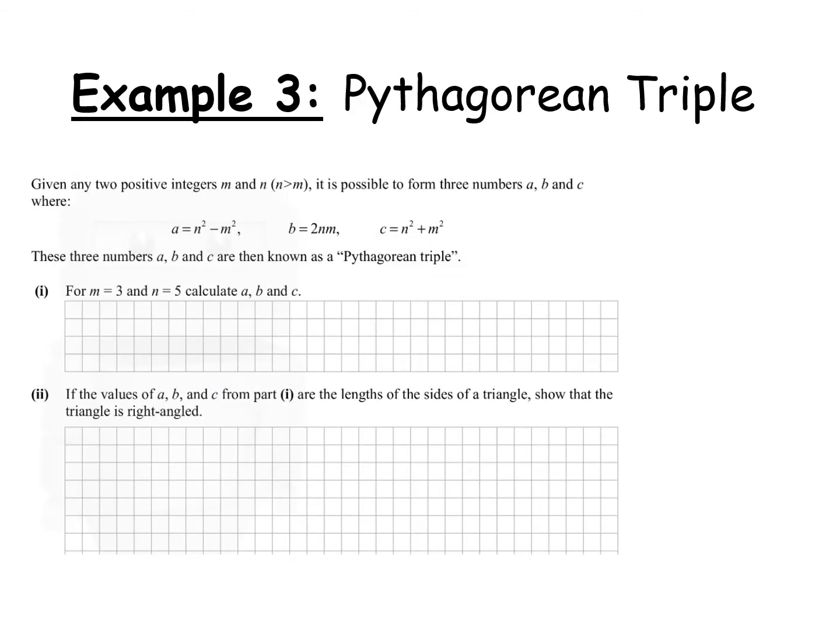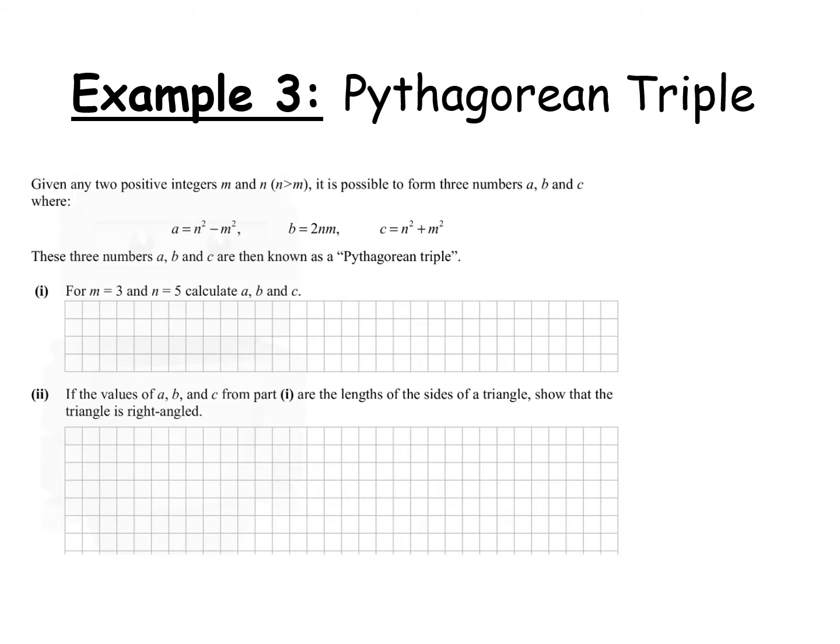So now let's take a look at a question which involves Pythagorean triples. Given any two positive integers, m and n, n being greater than m, it is possible to form three numbers a, b and c, where a is equal to n squared minus m squared, b is equal to 2nm, and c is equal to n squared plus m squared. These three numbers, a, b and c, are then known as a Pythagorean triple.